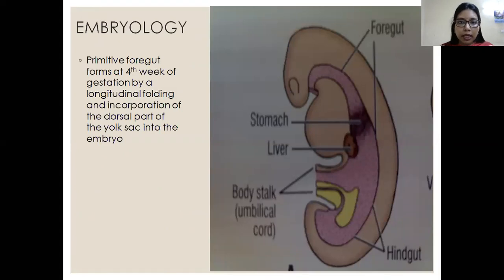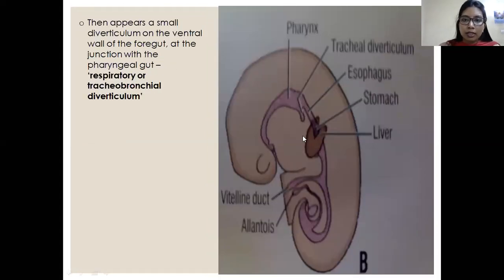Beginning with the embryology, you have already been delivered the lecture on development of the pharynx. So you know that the primitive foregut is formed in the 4th week of gestation by a longitudinal folding and incorporation of the dorsal part of the yolk sac into the embryo. So this is your foregut, this is your longitudinal folding. What happens eventually is that there appears a small diverticulum, a projection, on the ventral wall of the foregut. So this becomes your dorsal wall, this is your ventral wall.